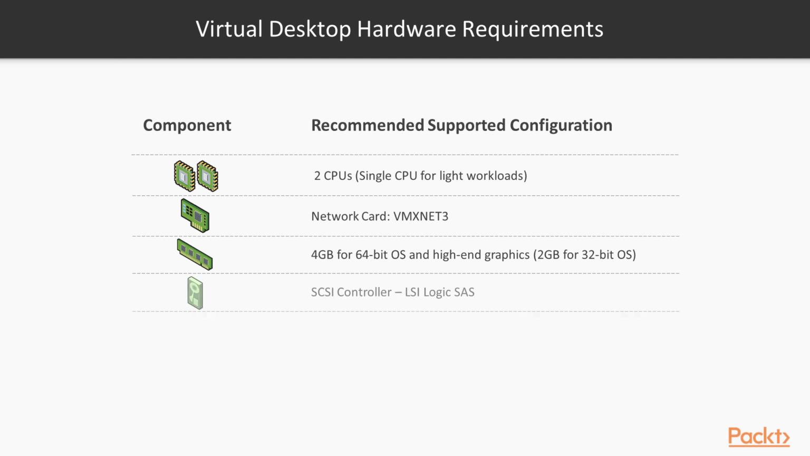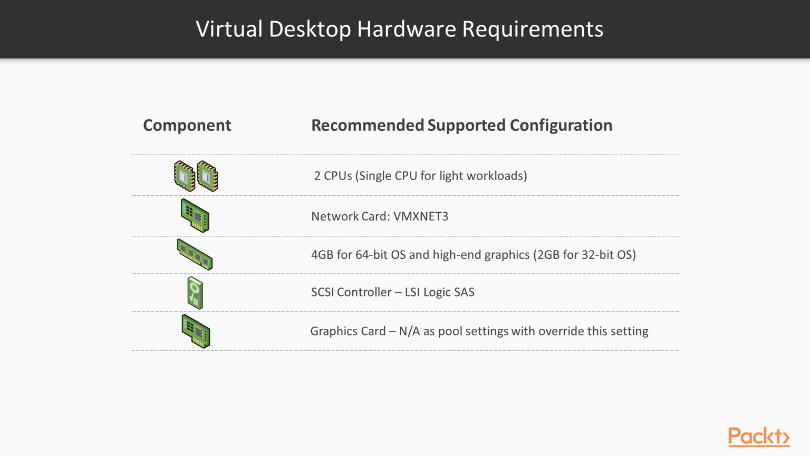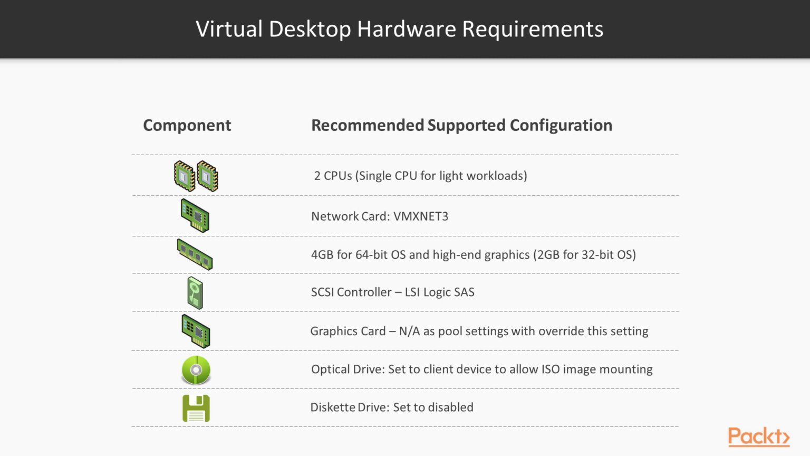We need to ensure that the SCSI controller is set to LSI Logic SAS and leave the hard disk size as the default size. There is no need to configure the graphics card at this stage, as any settings here will be overridden by the desktop pool settings. The optical drive should be set to client device, so that you're able to mount ISO images to the virtual desktop machine so that you can install any software, and the diskette drive should be set to disabled in the virtual machine BIOS. This should also be done for the parallel and serial ports, which also need to be disabled.